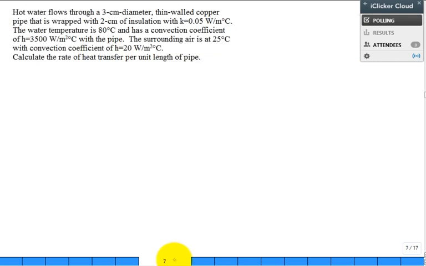Let's solve a cylindrical problem. Hot water flows through a 3 centimeter diameter thin-walled copper pipe that is wrapped with 2 centimeters of insulation that has a conductivity of 0.05 watts per meter degree C. There's a lot to digest in that first sentence. So maybe think about this as the center of that pipe. We're going to think about the radial dimension. We're going to go out to R1, right?